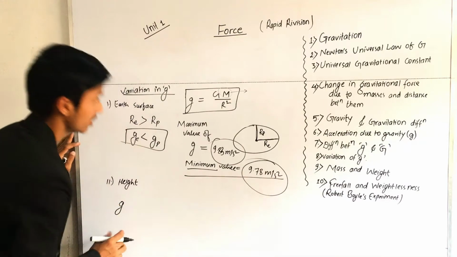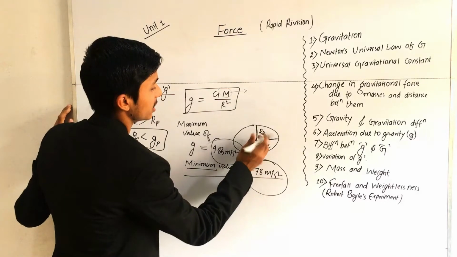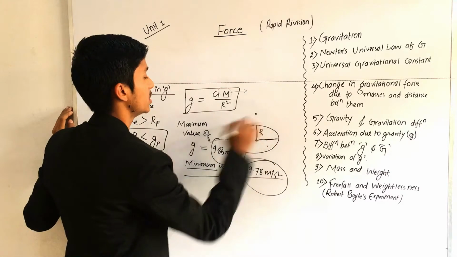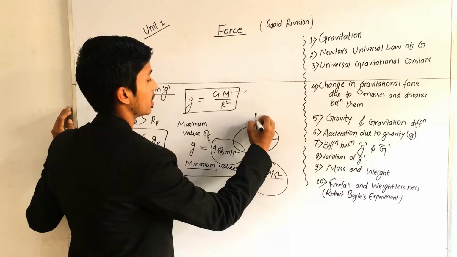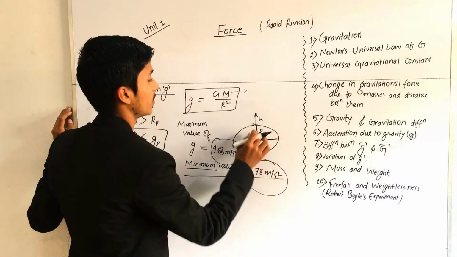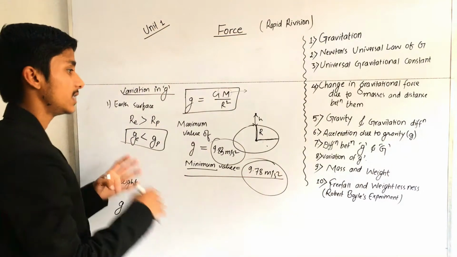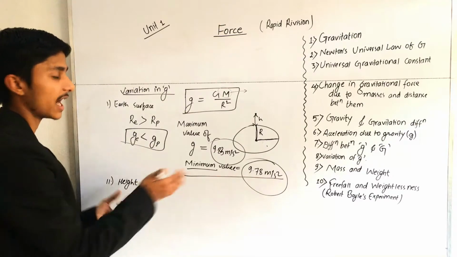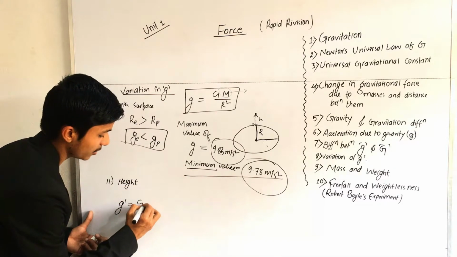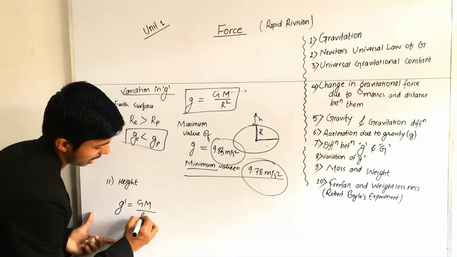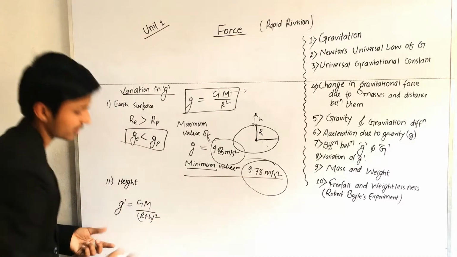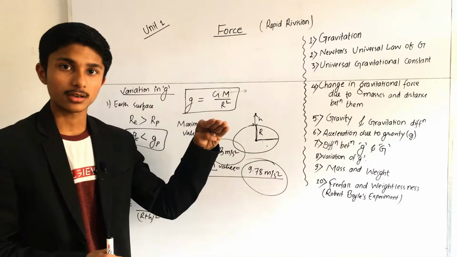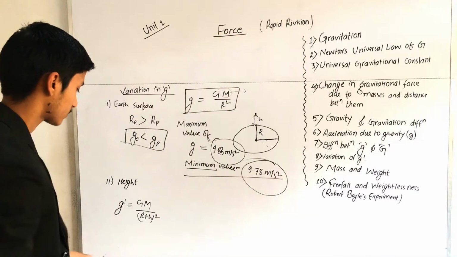Formula will be, here when height is added here, let this be r now. Let this be r. When body is kept here at height h above the earth's surface, then in that case the formula of g will be, this is g when height is increased, g will be capital G capital M by r plus h whole square. This will be the formula when body is at certain height h from the earth's surface.